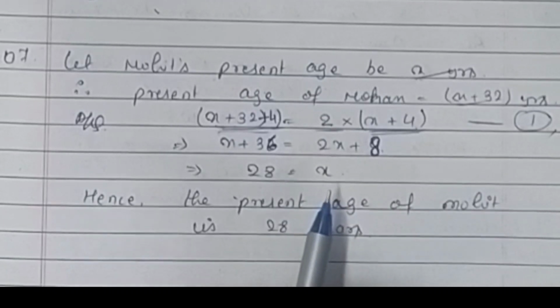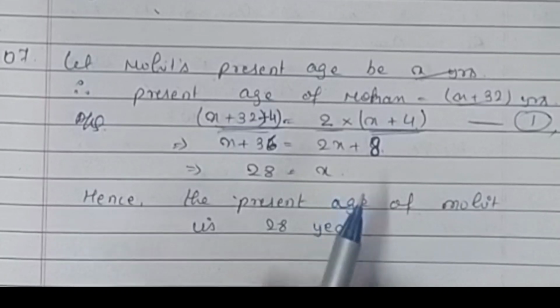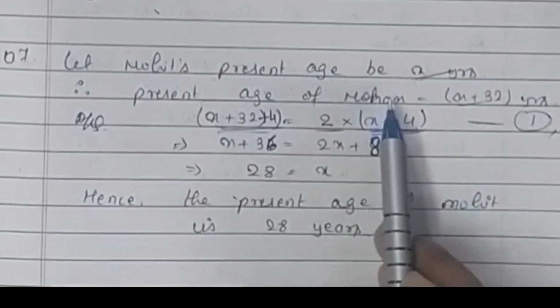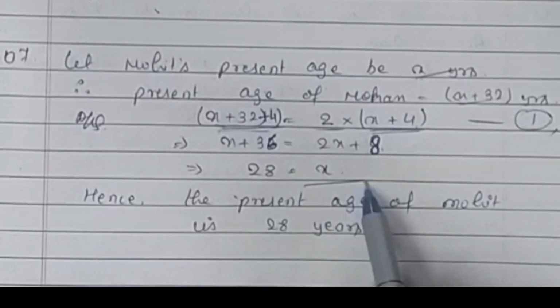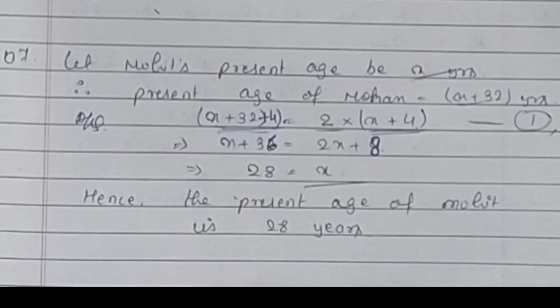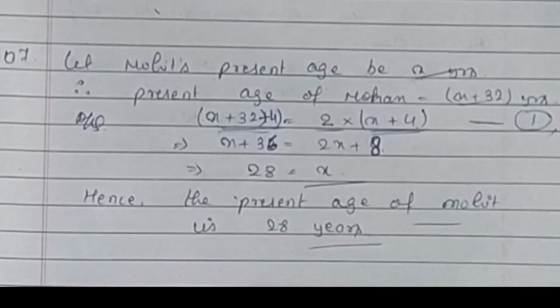Now, as we have found the value of x, which is 28, let's see what exactly the question is asking. Basically, in the question, we just have to find the present age of his son Mohit only. As we have already found the value of x and we assumed the present age of Mohit, Mohan's son, to be x, the present age of Mohit is 28 years.